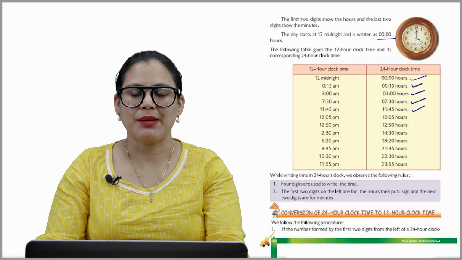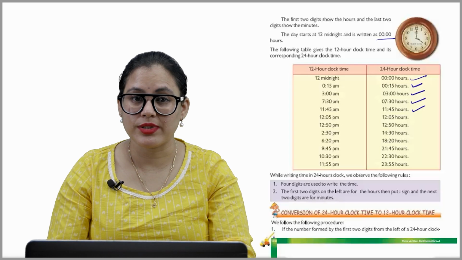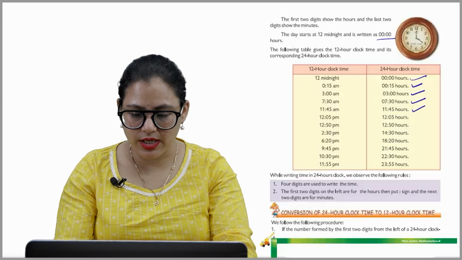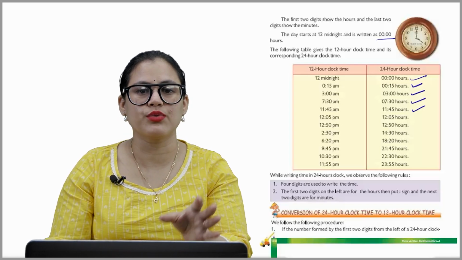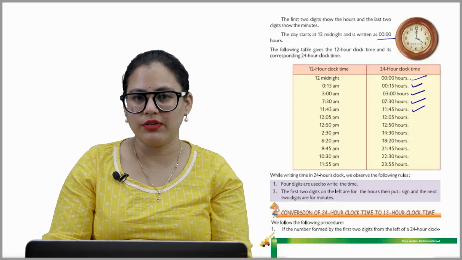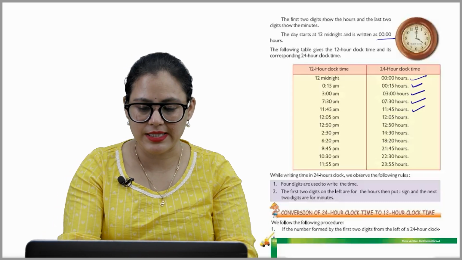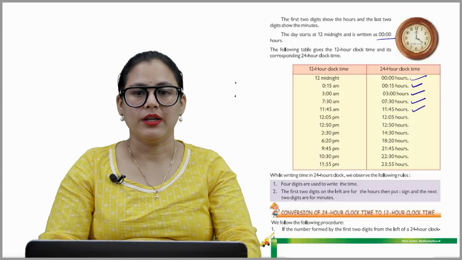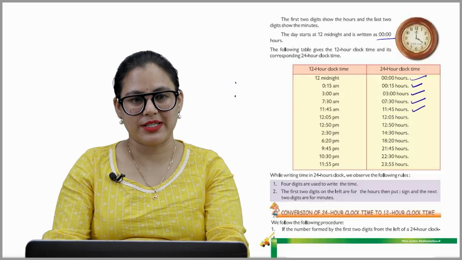While writing time in 24-hour clocks, we observe the following rules. 4 digits are used, as you can see in the example, 4 digits are used to write the time. The first 2 digits on the left are for the hours, then put this sign, and the next 2 digits are for minutes.